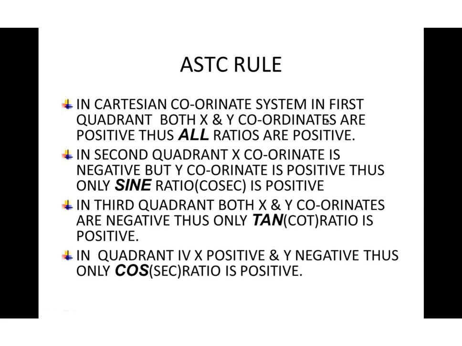So this is the ASTC rule. Now in general, what we saw for 0, 30, 45, 60, 90, these standard angles lie in the first quadrant. Okay, so we saw the trigonometric ratio values for the first quadrant angles, the standard angles. So from the concept of the standard unit circle, again we saw that sine and cosine can be negative.